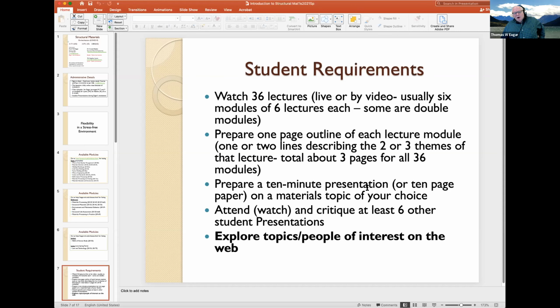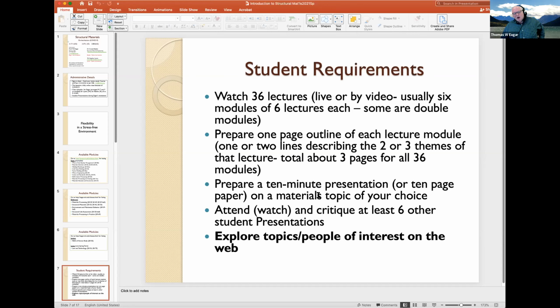You've got to prepare a 10-minute presentation, or we could do a 10-page paper, but we only have about 30 students. I can probably try to make most of you do a presentation. If someone really can't do a presentation, you can do a 10-page paper. But it's on a topic of your choice. I say a materials topic. It can be on an intellectual property topic if you want. Anything you want that's of interest to you.